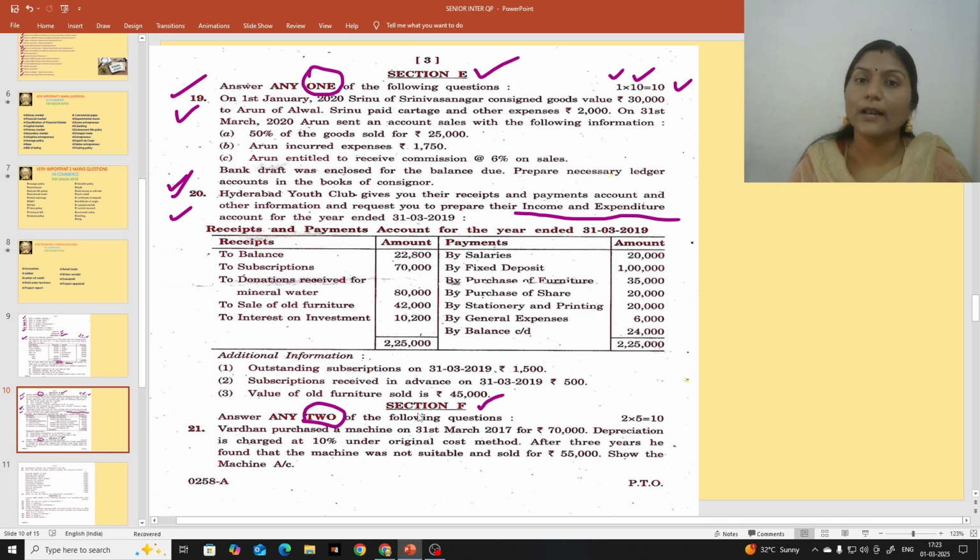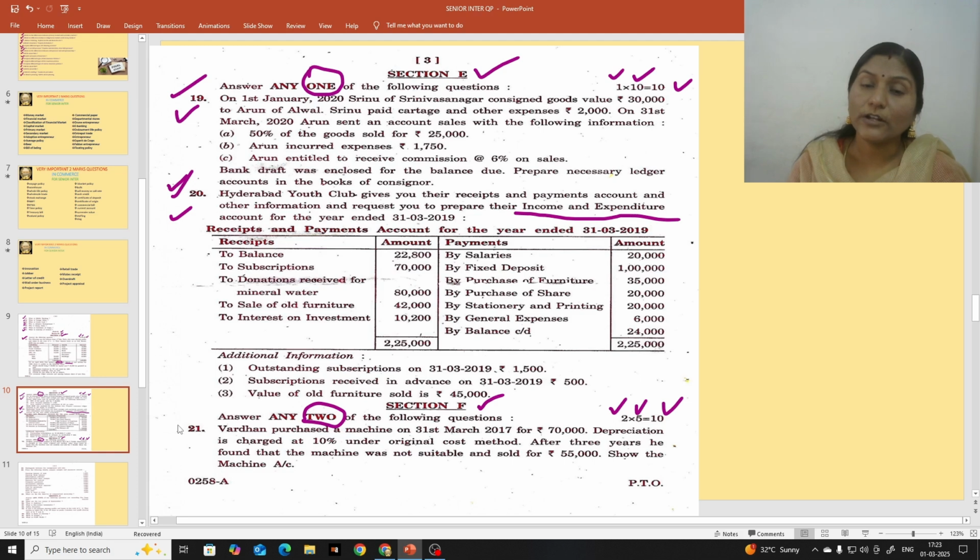So you will attempt only 2 questions, students. How many questions you will get? 4, but 2 you are going to attempt. Choice is there, okay. So you can select any 2. 2 are problems, 2 are theory questions. If you attempt 2 questions, each question carries 5 marks. You will get 10 marks here. You can score 10 marks if you attempt any 2. So 2 theory questions will be asked, 2 problematic will be given.